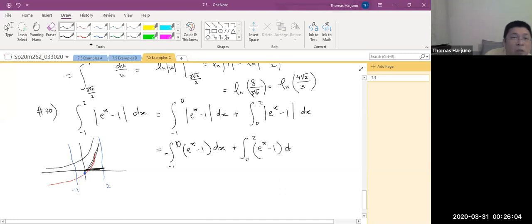Now, basically what I did there comes from the following property. The absolute of e to the x minus 1 is equal to e to the x minus 1 for x greater than or equal to 0, and equal to the negative of e to the x minus 1 when x is less than 0. I wonder if you remember this from pre-calculus.